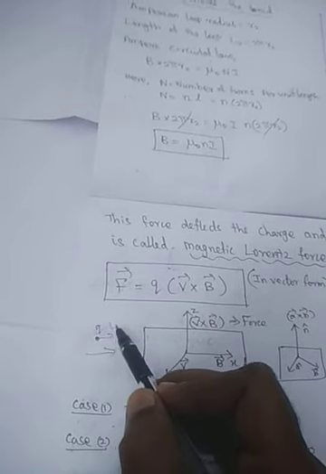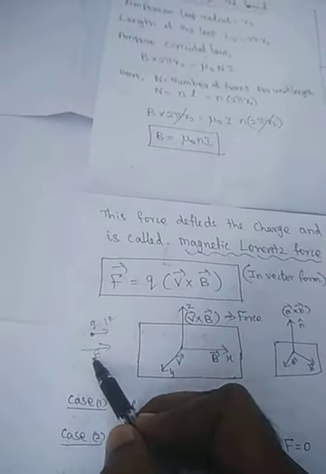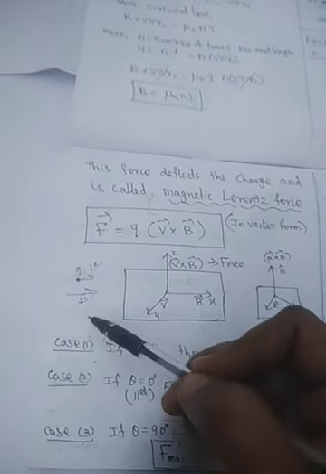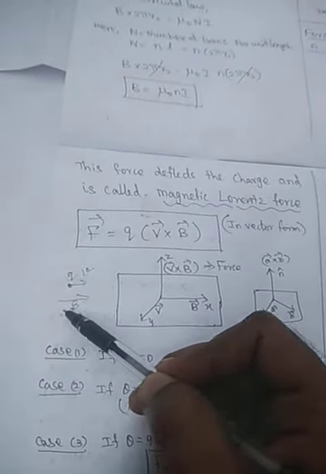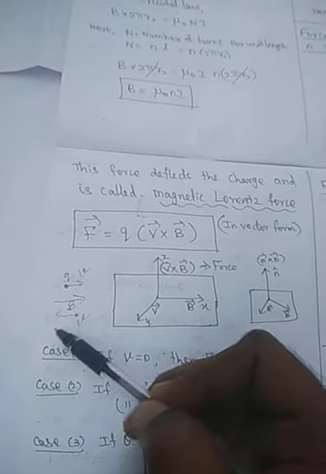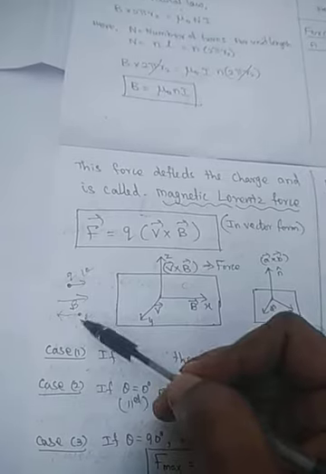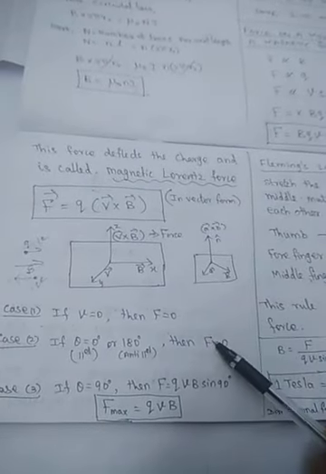Then the magnetic field direction and the charge moving direction. This is the charge moving direction with velocity v. This is the magnetic field direction. If both are parallel or anti-parallel, that is, the charge is moving in the opposite direction to the magnetic field, then for both cases, 0 degree or 180 degree, the force will be 0.